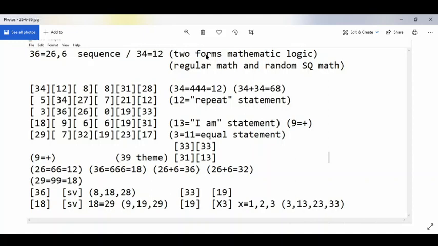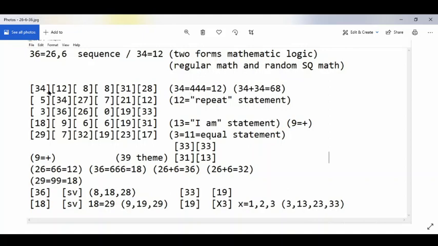And there I'm going to explain the two forms of mathematical logic, and that's regular math, which we all know is basically second grade level math, so it's no problem. I think you can handle that. And then we have the random sequencing math, and that is different mathematics. So it's also very simple. In fact, I would consider it to be like first grade level math. So that's no problem too, right? So let me explain a few things here.